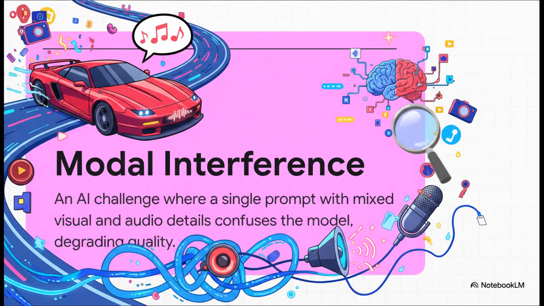But, you know, getting there was not easy. Researchers hit this wall called modal interference. Imagine you tell an AI to create a glowing dashboard that makes a whooshing data sound. The part of the AI that makes the video gets confused by the word whooshing, and the audio part gets thrown off by dashboard. They basically get in each other's way, and the result is just a garbled mess.